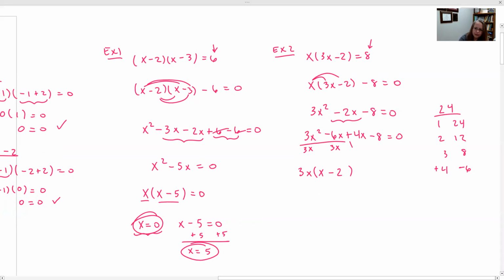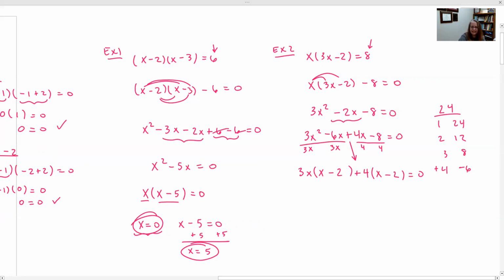Then I'm going to bring this plus down. What is my greatest common factor of these 2 terms? Well, it's 4. So I'm going to take a 4 out of each one of these terms and write down what's left inside that set of parentheses. So 4x divided by 4 is x, and negative 8 divided by 4 is negative 2.